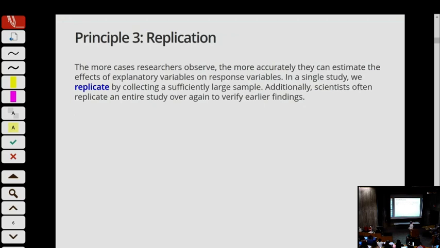Number three is the idea of replication, which is the singular form. There's an old joke that says that the singular form of data is anecdote, which is to say, if you have lots of data, the singular form of it, the one version of it, is when you just tell a story about something that happened to you or somebody you know, an anecdote. That's not really data, right? Because it's a single case, and you need replication. You need more than one case, more than a few cases, in order to truly be able to explain the effects of an explanatory variable on a response variable.